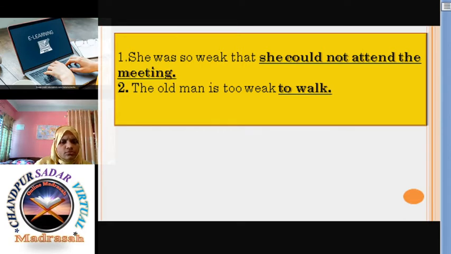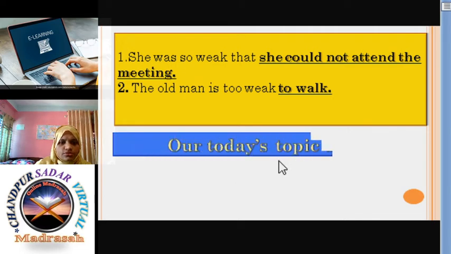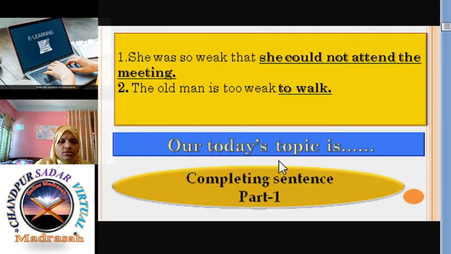Here are given two examples. "She was so weak that" is an incomplete one. "The old man is too weak." So: she was so weak that she couldn't attend the meeting. The old man is too weak to work. This incomplete part you have to complete. So can you guess, my students, what is our today's topic? Yes, our today's topic is completing sentence part 1.